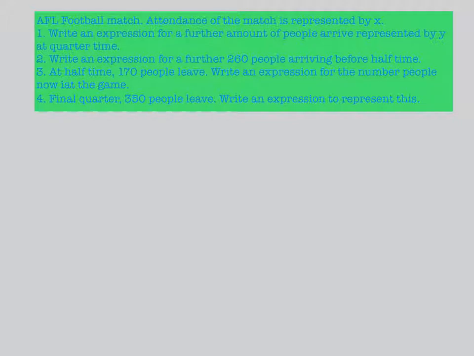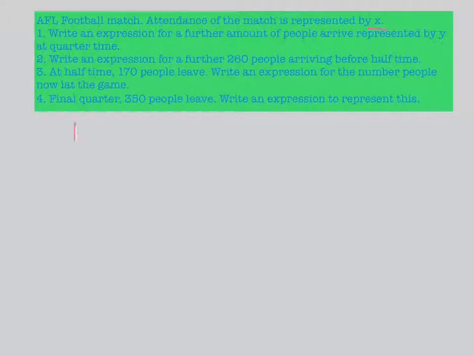Okay, so now we're going to look at a word problem to do with algebra. So up the top here you can see it says AFL football. It was an AFL football match. Attendance of the match is represented by an X. So I'm going to underline that because we need to know that.